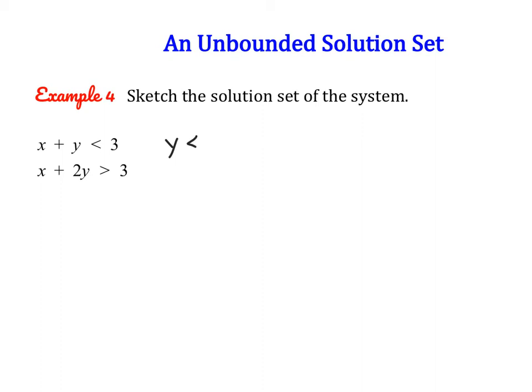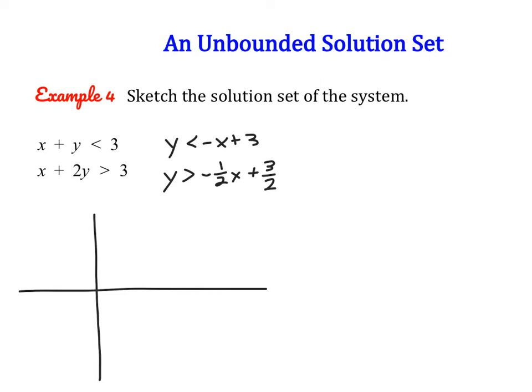So we can rewrite in slope-intercept form for both. So we would have y is greater than -1/2 x plus 3/2. So you end up having something that looks like this. So red and blue. So our first one has a slope of -1 and a y-intercept of 3. Our second one has a slope of -1/2, but a y-intercept of 3/2. So it looks more like this.